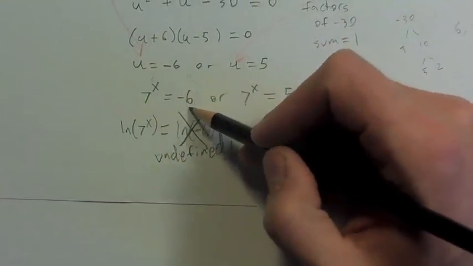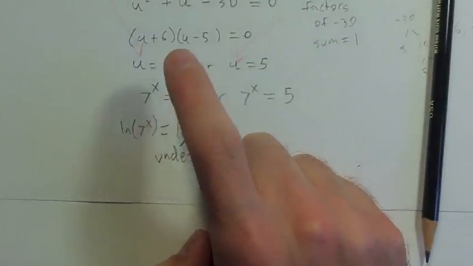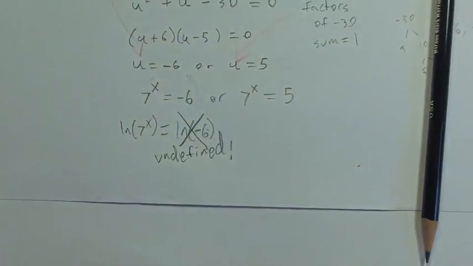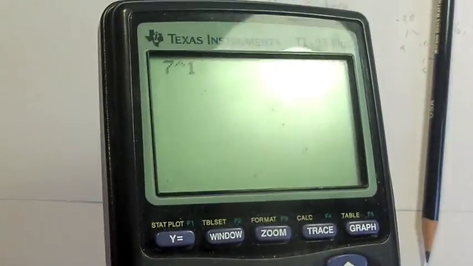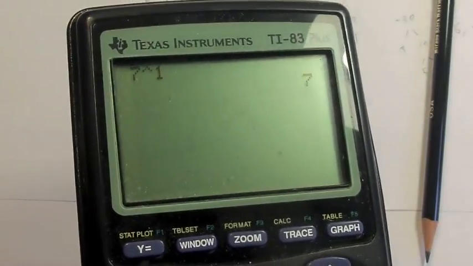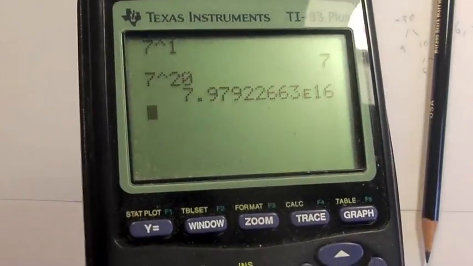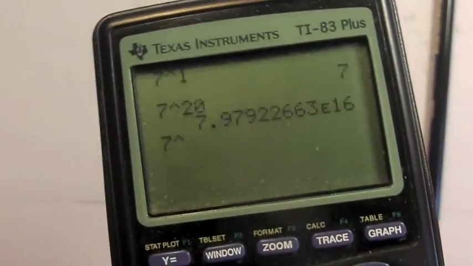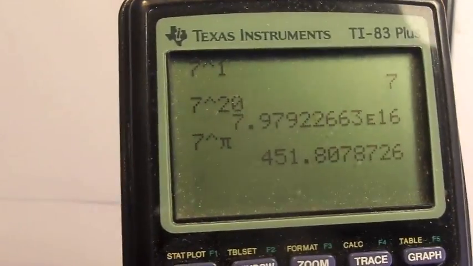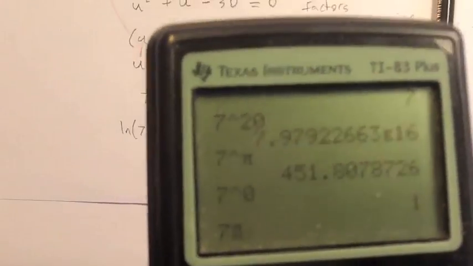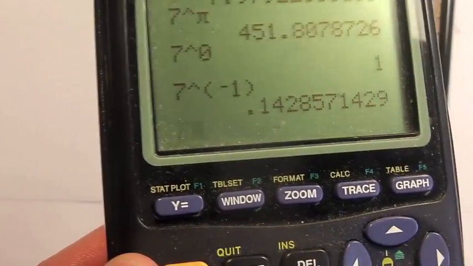You can also think of this as, well, is there anything I could plug into this that would give me a negative out? So let's try it. If I put positive values in the power of 7, I get positive values out. So like 7 to the 1 is 7, 7 to the 20 is a really large positive number. 7 to the pi, for example, is also a large positive number. 7 to the 0 is 1. And then if I put negative values in, I also get positive values.